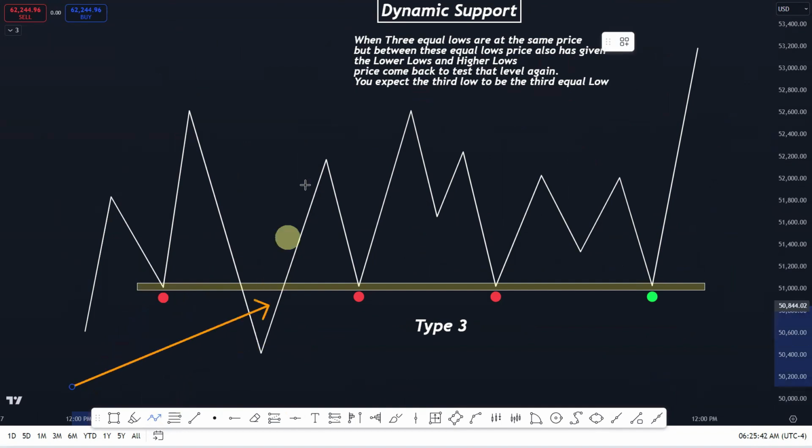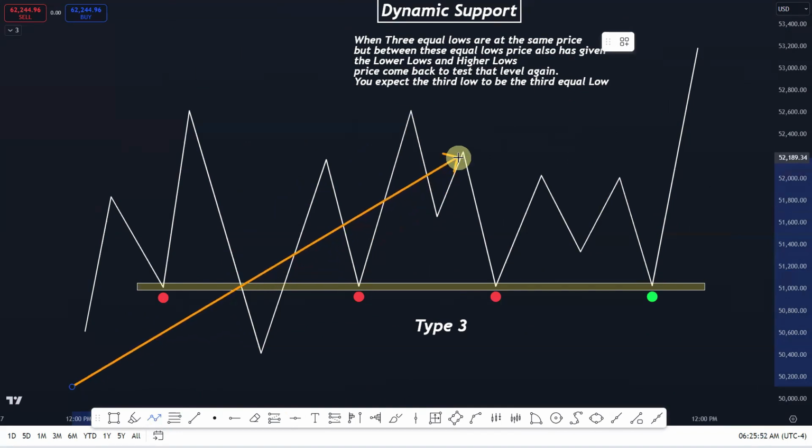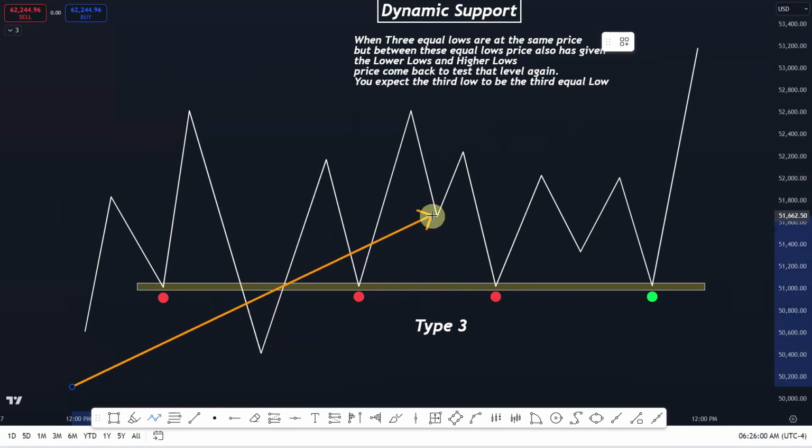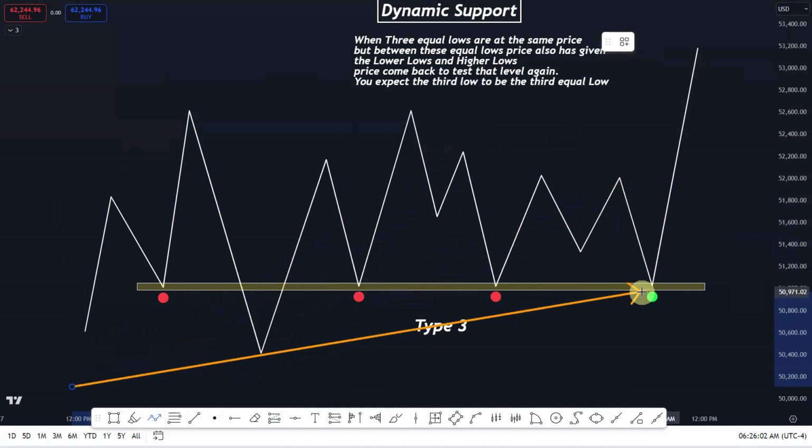Okay, we have a low. This is a lower low. Price made a high. Price again created a low according to the previous low, so it is an equal low for us. Then the price has created a higher high, a higher low, just a lower high, again dropped, and gave us a third equal low. So we have 1, 2, 3 equal lows at the same price, and between them we have a lower low and a higher low. The third time when the price comes back to here again, you should look for a buy trade at that range.